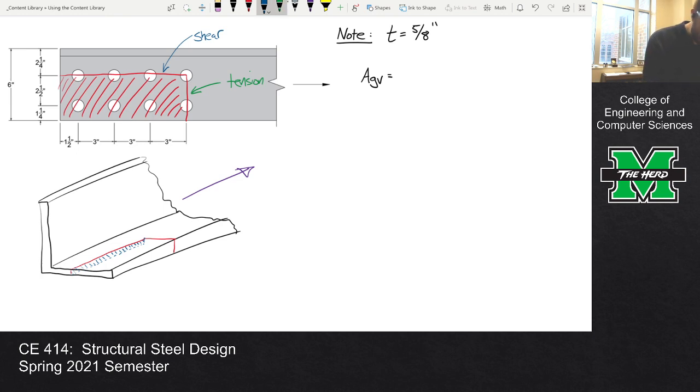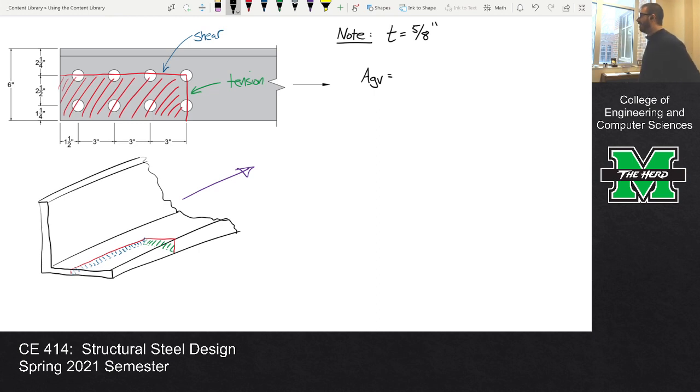The gross area in tension is going to look like that, okay? So now you're jumping ahead on net area, Gordon. I'm talking about gross area first. You're fine, but let's handle gross area first.